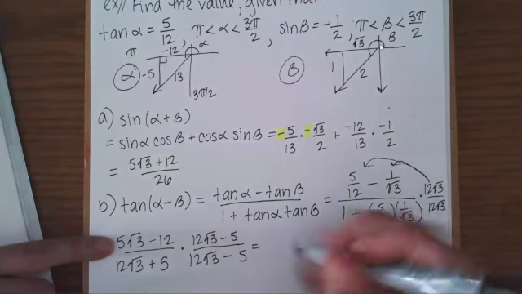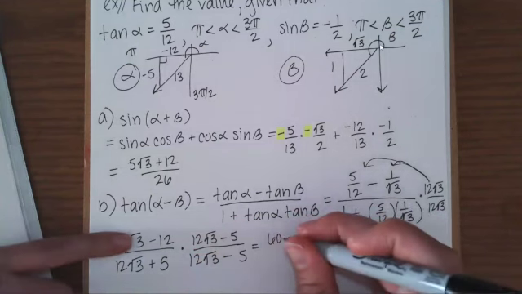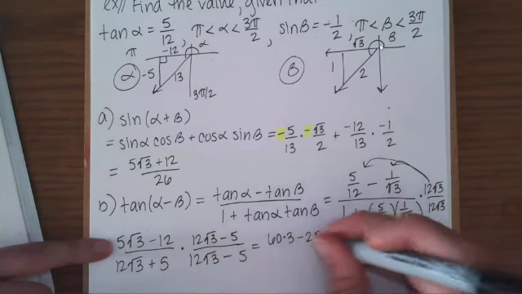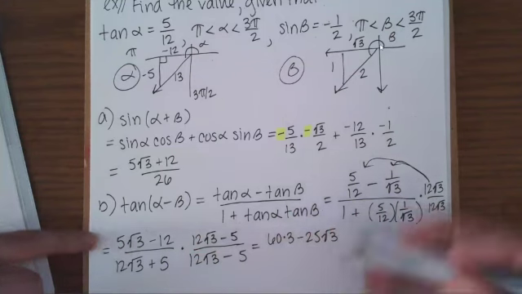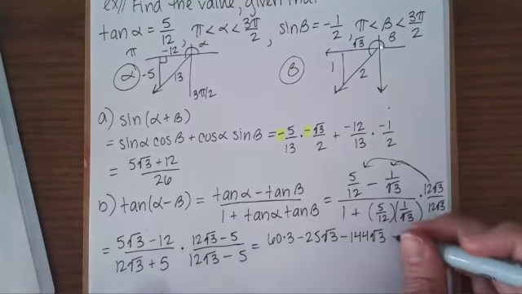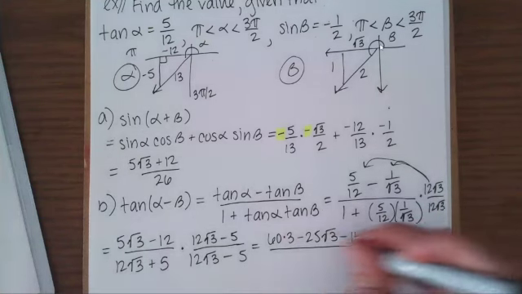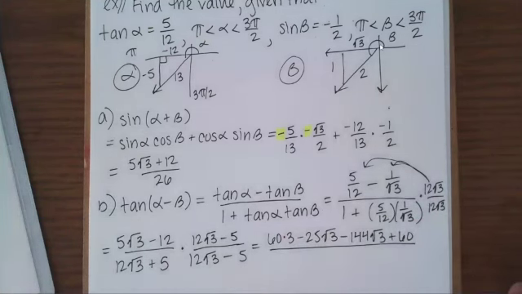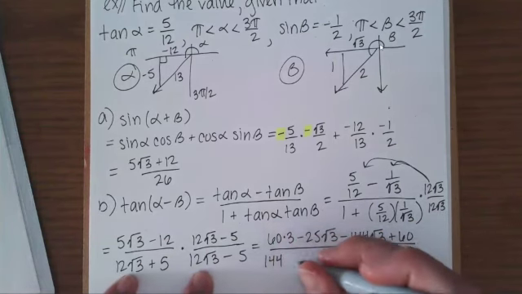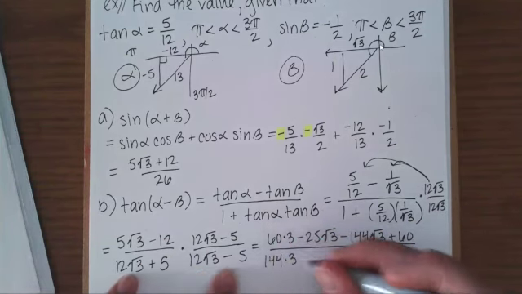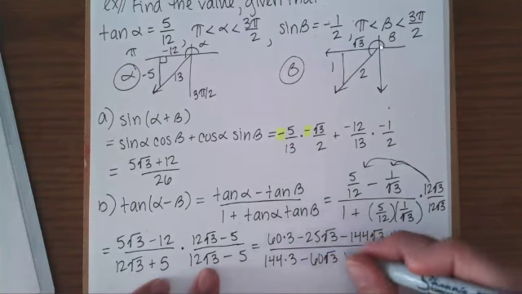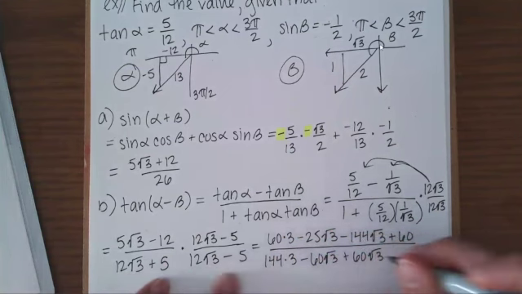So first, I have 5 times 12, which is 60, and root 3 times root 3 is 3. Outer, minus 25 root 3. Inner, minus 144 root 3. And last, plus 60. In the denominator here, I have 12 times 12, which is 144, times root 3 times root 3 is 3. Outer, inner, and last.